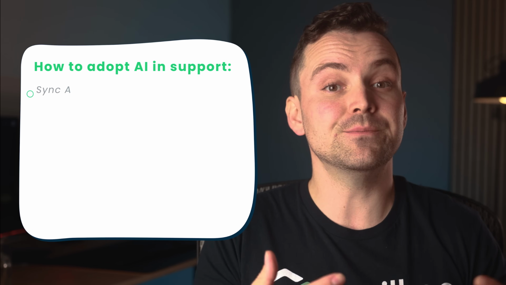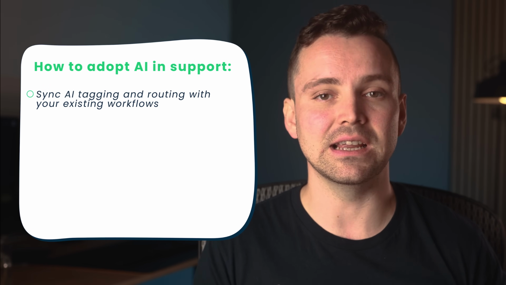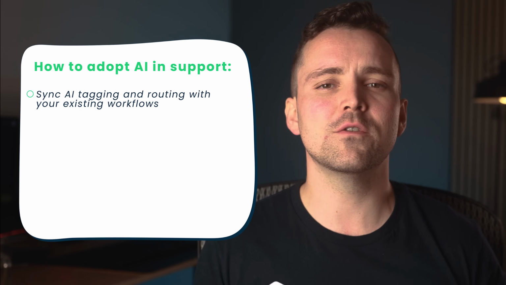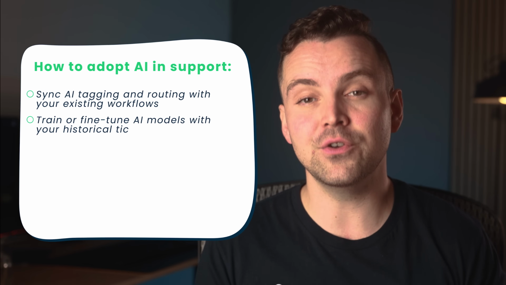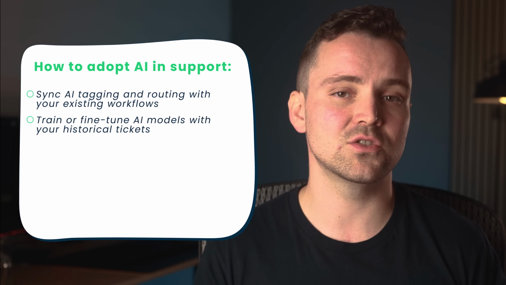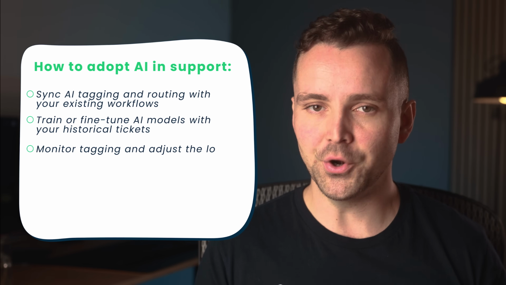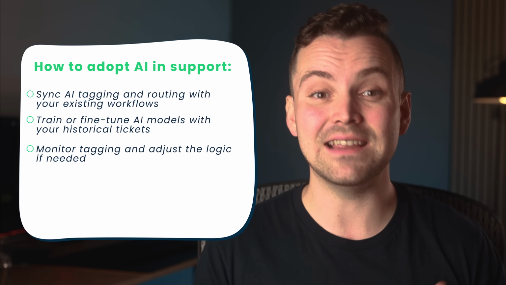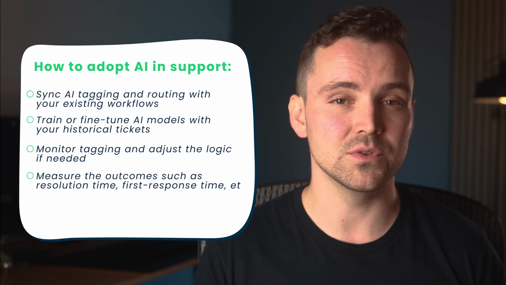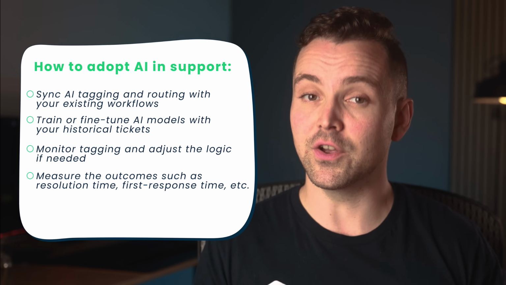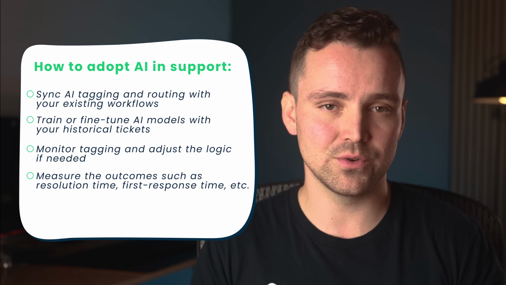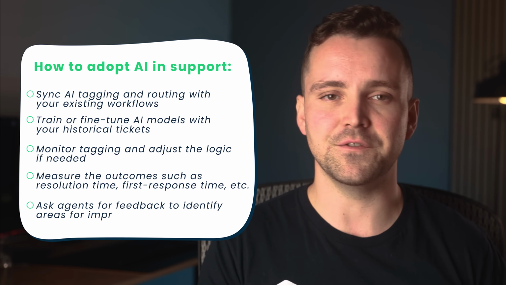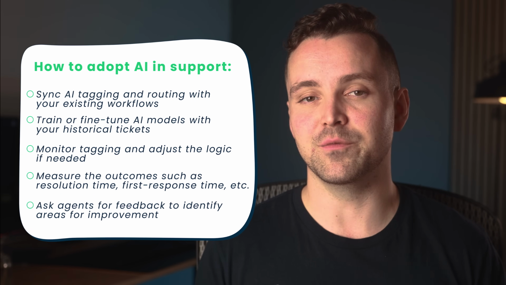When using AI to optimize support emails, you should sync AI tagging and routing with your existing workflows to avoid confusion or duplication. Train or fine-tune AI models with your historical tickets to improve accuracy. Monitor tagging and adjust the logic if needed. Measure outcomes such as resolution time, first response time, etc. to make sure the AI is optimizing resources. Ask agents for feedback to identify areas for improvement.